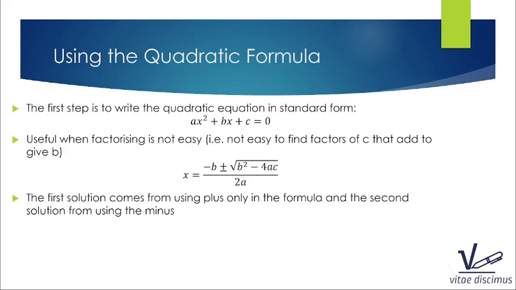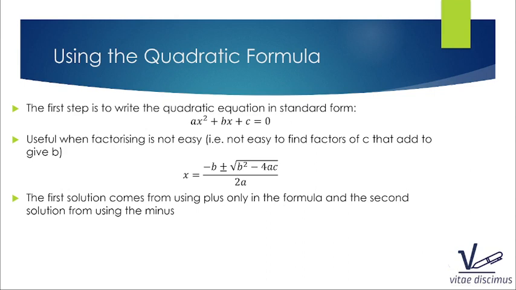The first step in using the quadratic formula is to put the equation in standard form, that is, ax squared plus bx plus c equals 0. If it's not in standard form, the first thing to do is to put it in standard form so that you can see what your a, b, and c are. Otherwise, you'll have those coefficients incorrect.